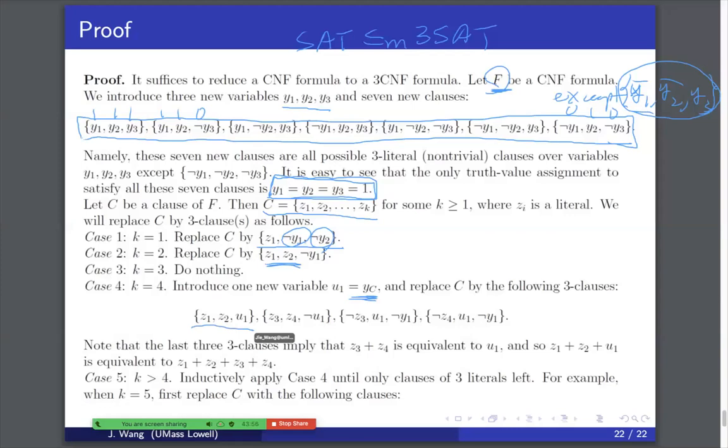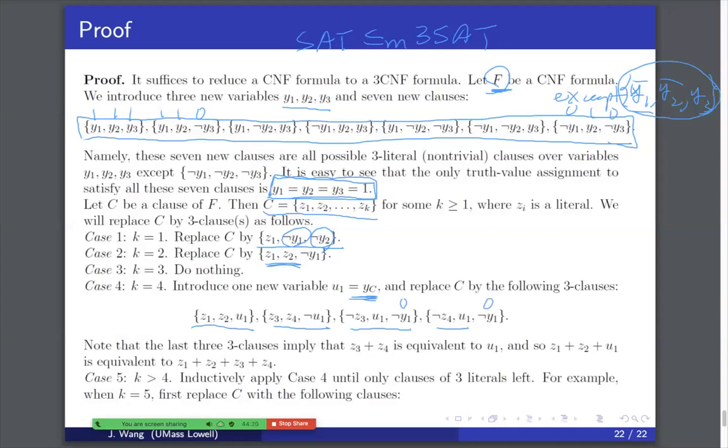Z1, Z2, U1, Z3, Z4, negation U1, and then negation Z3, U1, negation Y1. Now remember, Y1 is always set to 1, so this is always 0. This is always 0. And then Z4, negation Z4, U1.